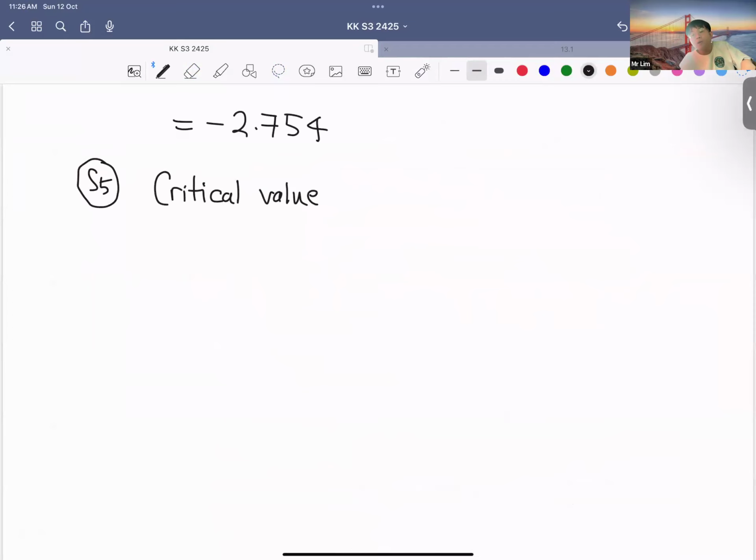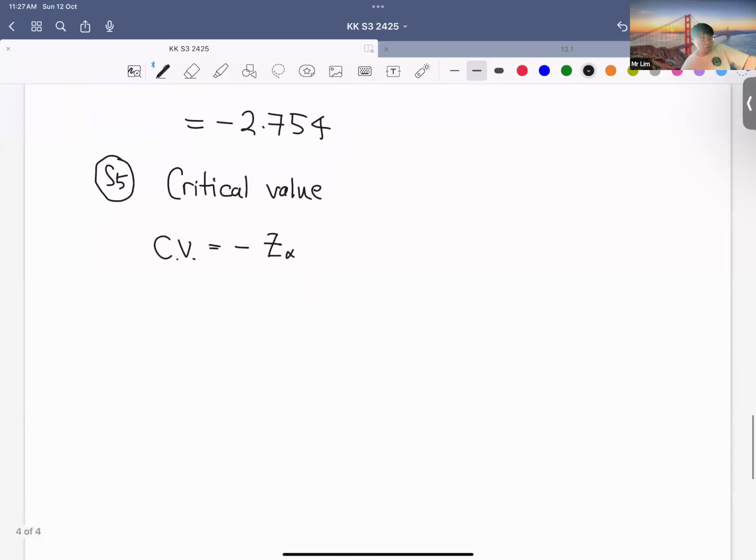So next step is critical value. We are going to find CV, critical value, which is equal to, in this case, it's a left tail test, so it should be the negative of our Z alpha. Negative Z alpha. So what is Z alpha?